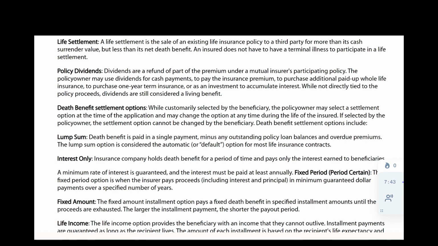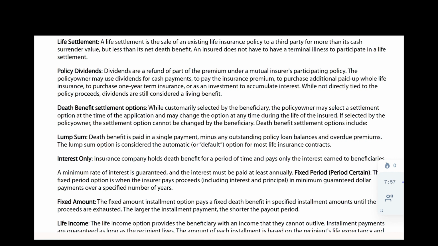Death benefit settlement options. While customarily selected by the beneficiary, the policy owner may select a settlement option at the time of the application and may change the option at any time during the life of the insured. If selected by the policy owner, the settlement option cannot be changed by the beneficiary.